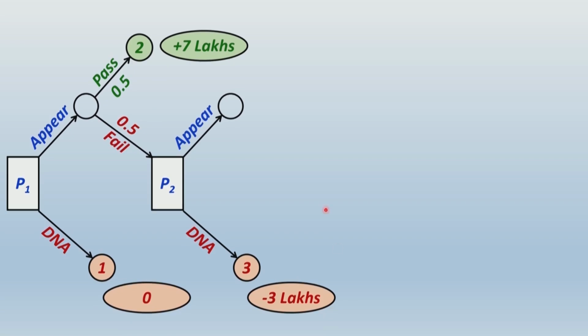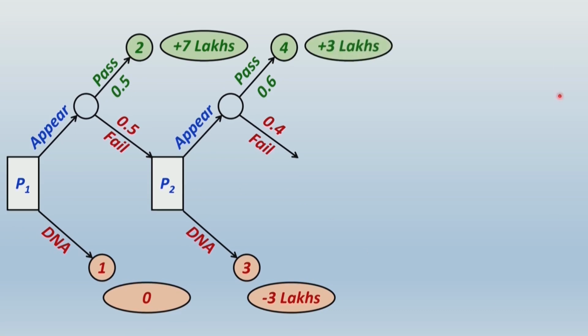On the other side, if he decides to appear, there can be two possible outcomes: either pass with a probability of 0.6 or fail with a probability of 0.4. If he passes, he will get a cash prize of 8 lakhs minus the cumulative cost of both tests P1 and P2, which will be 3 lakhs and 2 lakhs, summing up to 5 lakhs. So 5 lakhs subtracted from 8 lakhs will give him the net cash inflow of 3 lakhs.